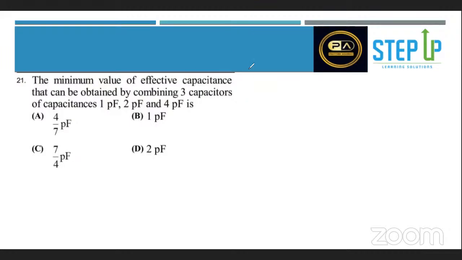It's an easy question for everyone. The only thing is, because I want a minimum value for the effective capacitance, I try to connect it in series. That's the concept here: to get a minimum, I connect it in series. So 1/1 plus 1/2 plus 1/4. This will give me the answer as 4/7. So the answer is A. Good. Next.